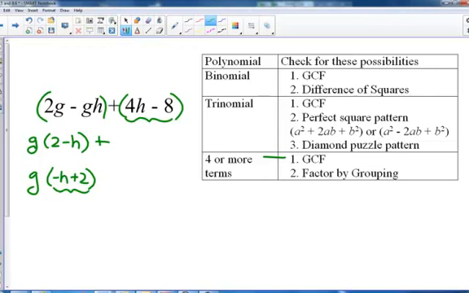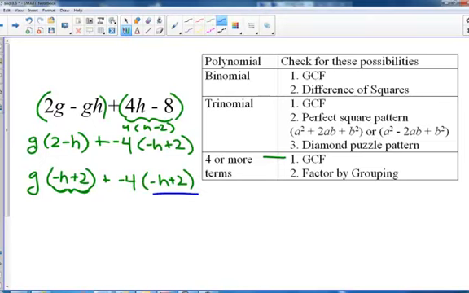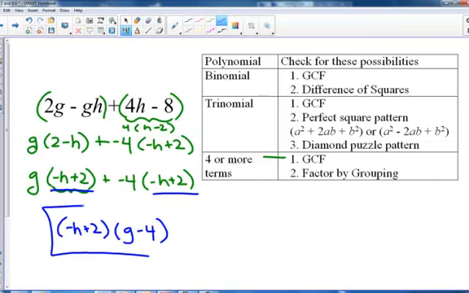So normally I would just take out a 4, but if I took a 4 out, I would have h minus 2, and again, I need negative h plus 2. So if I take a negative 4 out, I would have negative h plus 2. And now my factors are the same. So negative h plus 2 is out front, and g minus 4 is the other one.